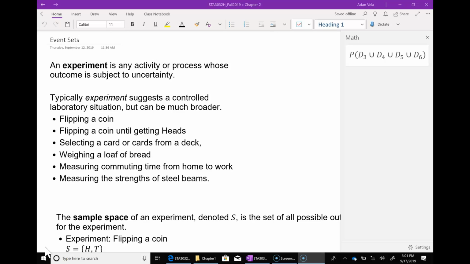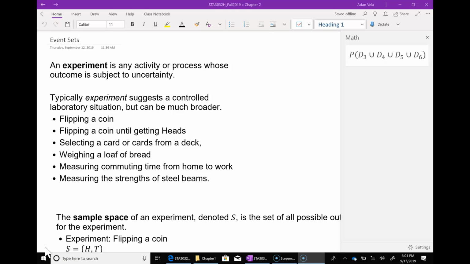Now, there's certainly different ways of setting up an experiment. We can talk about flipping a coin each time. That could certainly be an experiment. The experiments could be complex in nature, so not just flipping one coin and seeing what you get. It could be, let's flip a coin until we get heads. Similarly, we can talk about pulling cards from a deck.